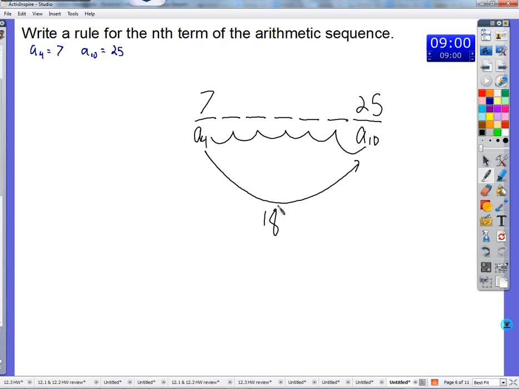Why divide by 6? Because there's 6 spaces between 4 and 10. It takes 6 steps getting there, so you need to divide it up into 6 equal pieces. So that'll tell us what we add, the exact same thing 6 times. 18 divided by 6. And that's what we call what?